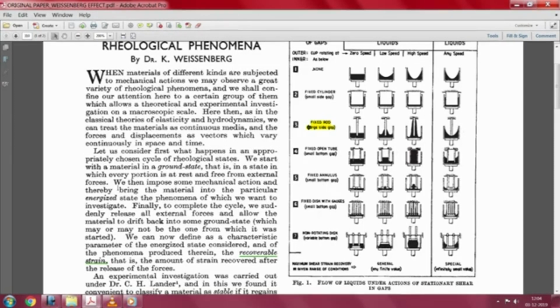So, he also goes on to say we then impose some mechanical action and thereby bring the material into a particular energized state, the phenomena of which we want to investigate, right. So, finally, to complete the cycle, we suddenly release all external forces and allow the material to drift back into some ground state. You can see that this is very similar to the ideas that we had developed at the beginning of the class with the stress relaxation and the stress control tests, where we apply some stress and then we release the stress and then we see what happens, right. So, it is a very similar idea to what he is discussing over here.